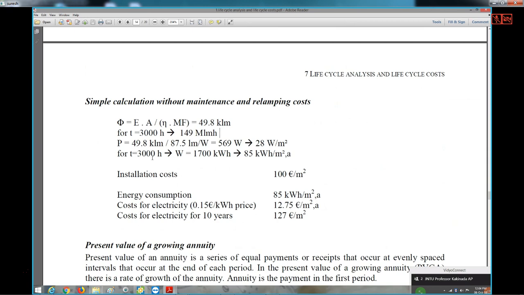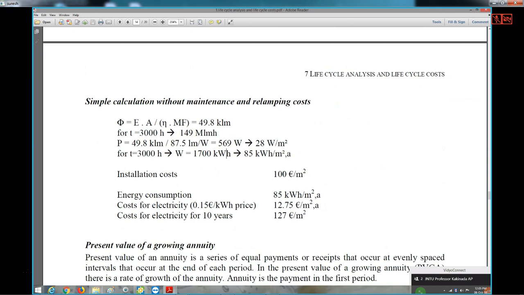Therefore, for 3000 hours of operation, the power required is 28 watts per square meter, multiplied by 3000 hours. That is 3000 hours times 569 watts, which is 1700 kilowatt hours. Expressing this in terms of the area of the building, that is 85 kilowatt hours per square meter.